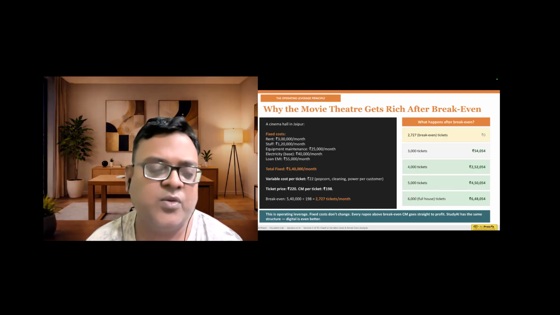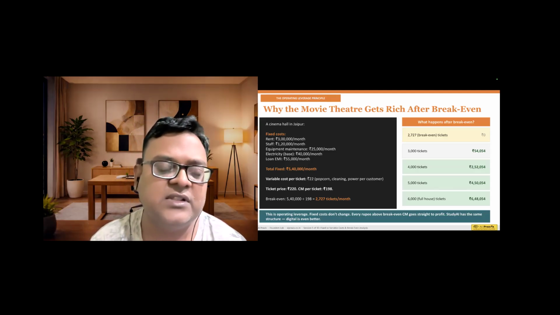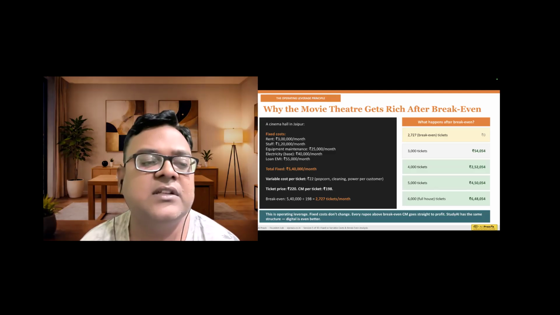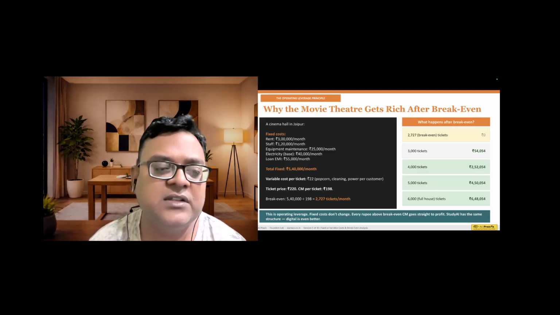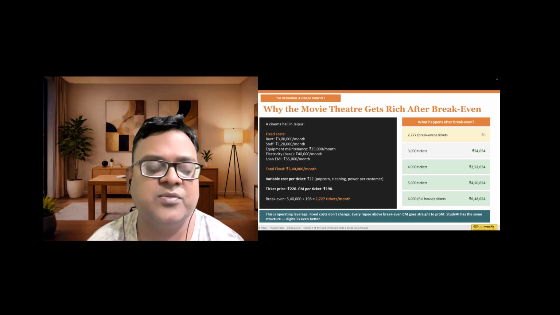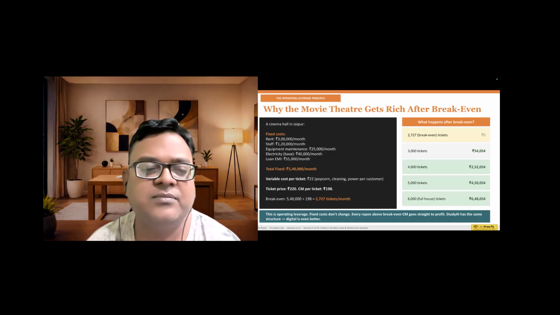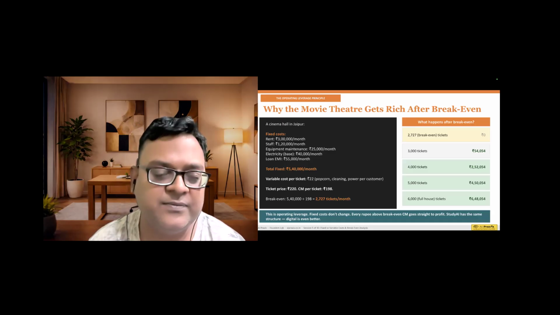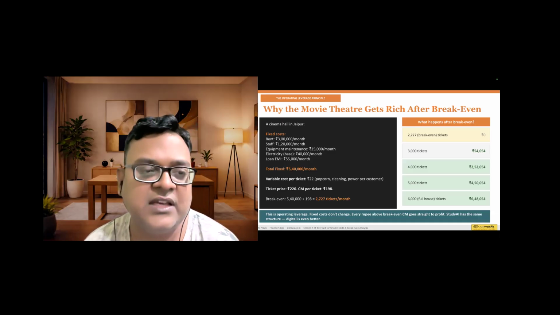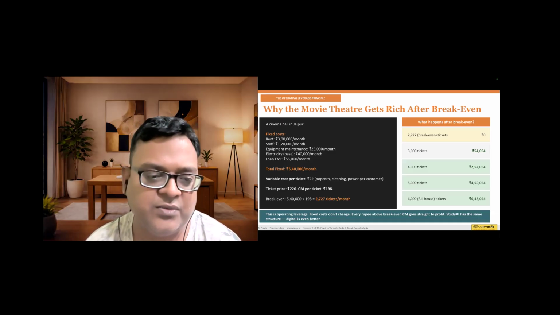Electricity base, of course, it'll increase. So it's a base 40,000. There's a fixed one per month. There's a loan EMI 55,000 per month. So the total fixed cost is 5,40,000 rupees per month. The variable cost per ticket is rupees 20 because it depends on popcorn, cleaning, could be power per customer. But the price of the ticket is fixed, which is 220. So the contribution margin is 198, 220 minus 22.